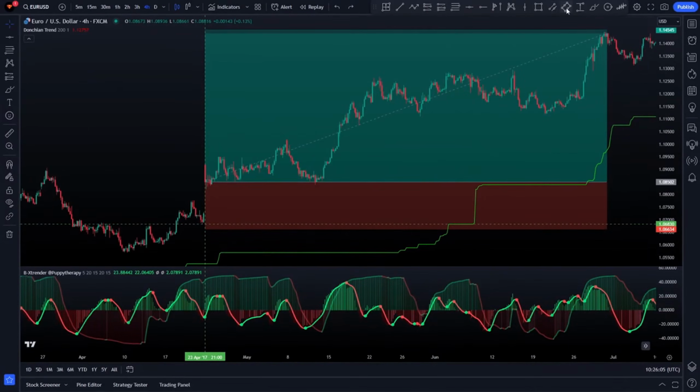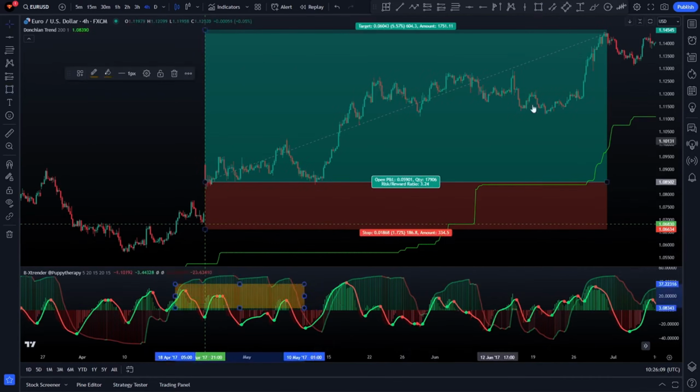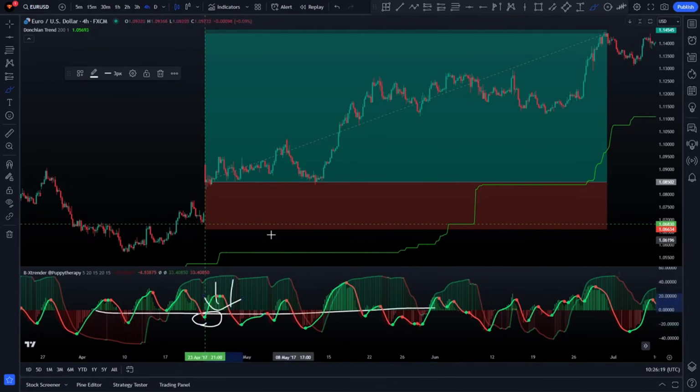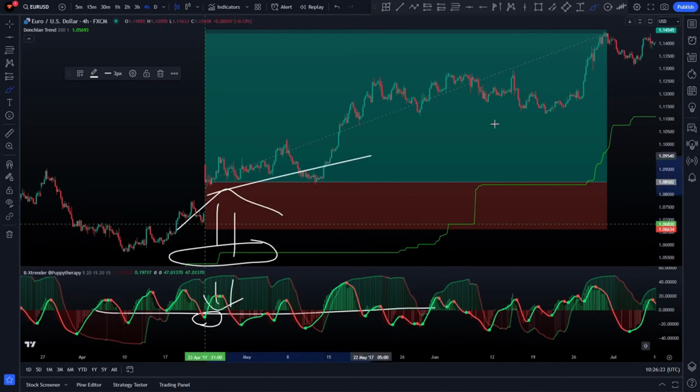Let's see some examples. In this example, the BX Trender trend histogram is green, and the BX Trender oscillator histogram also is green. In the meanwhile, the green dots appear, and the green dots also appear under the zero horizontal line. And the prices are also above the Donchian trend, so we enter our long trade.